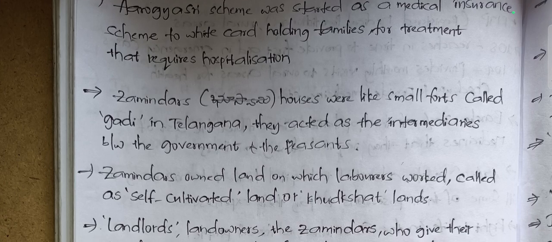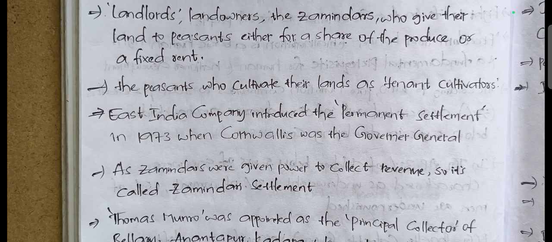Zamindars owned land on which laborers worked, called self-cultivated land or Khudkasht lands. Landowners, the zamindars, gave their land to peasants either for a share of the produce or a fixed rent. Those are considered the landlords, and వాళ్ళని భూస్వాములు అంటాము. The peasants who cultivate their lands are tenant cultivators.